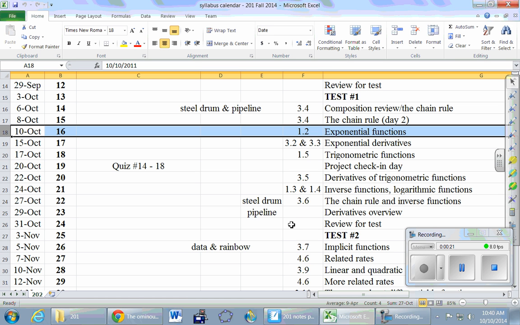So today we jump all the way back to chapter 1 and we will review exponential functions. So hopefully this will be kind of a day where you can see stuff that you've seen before and not be hit with new calculus things, so kind of a catch your breath day. Next class coming up, we'll do derivatives of the exponential functions that we're talking about today, and then we'll head into some trigonometry stuff. Questions on the calendar?